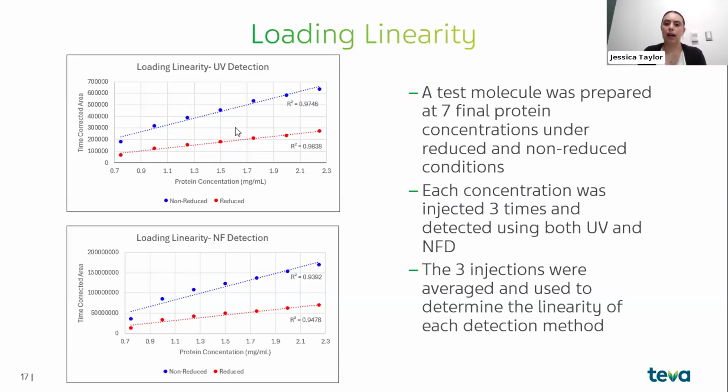We're not sure exactly at this point what caused the difference between the two detectors. Thus far, we've only tested loading linearity this one time with this one molecule. So there's potential to see some different results if we were to repeat this testing or test this again with one of our other molecules.